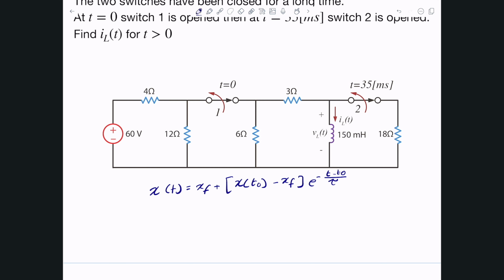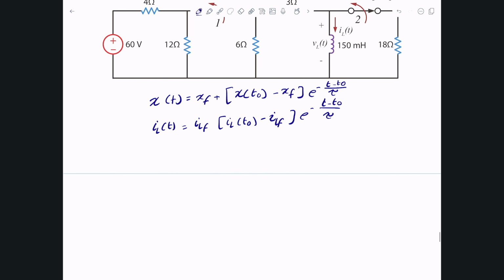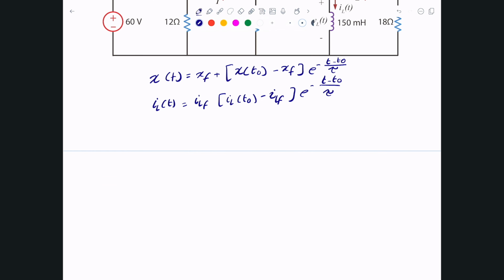In this particular exercise, we're targeting iL of t. That's what we're after. So we'll figure out iL final, and then iL at t0 initially, and then at t equals 35 milliseconds minus, iL final plus the difference times e to the negative (t minus t0), where I'll keep t0, divided by tau. So what do we need to do? We need to figure out the initial condition, the final condition, and then tau. I'll start by finding the initial condition.